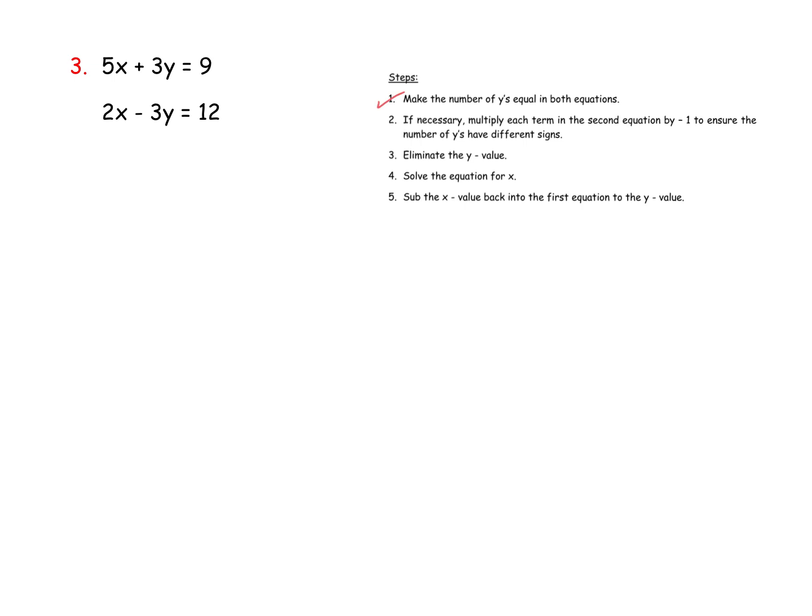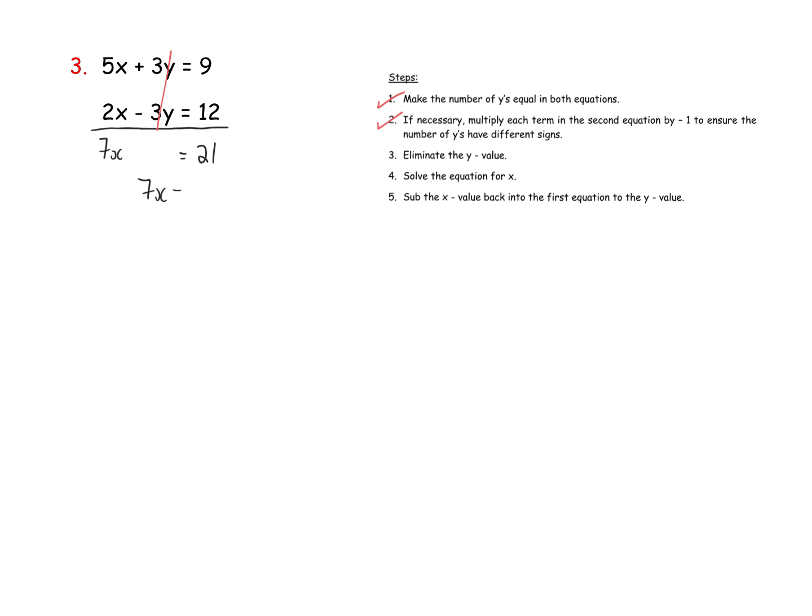Step 2 says, if necessary, multiply each term in the second equation by -1 to ensure that the number of y's have different signs. Here we have plus 3y and minus 3y. So we have a plus in the first one and a minus in the second one. So the signs are different, so we're happy now. Then we put a line under both equations and we eliminate the y value. So we go 5x plus 2x, which will give us 7x. And we have 3y minus 3y, which we can eliminate because that will give us 0y. Finally, we have 9 plus 12, which will give us 21.